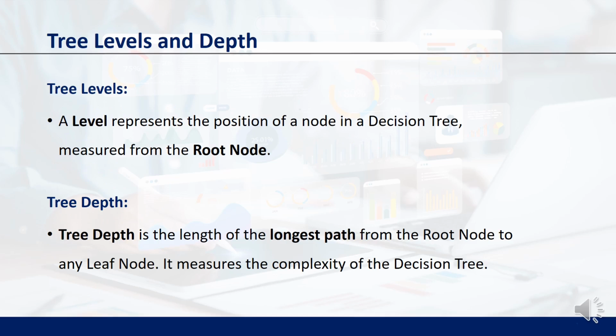Tree levels and depth. Next, let us understand two related concepts. A tree is organized into different levels. The root node is normally considered the starting point. As we move downward, we encounter child nodes at subsequent levels. For example, level 0: root node; level 1: child node; level 2: decision node; level 3: leaf node.